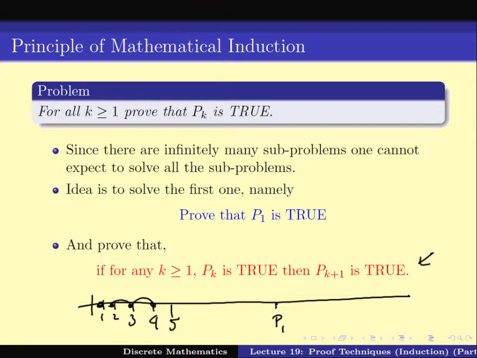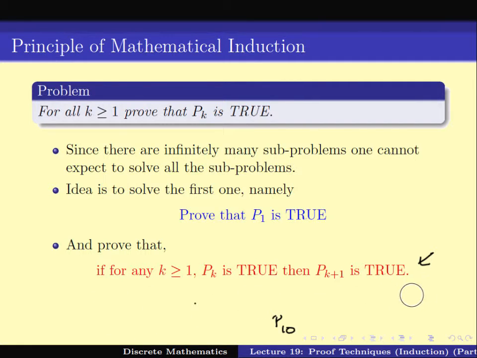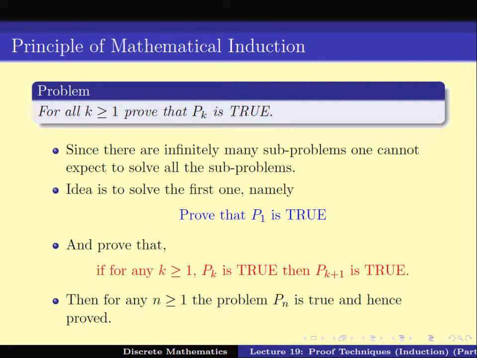For example, if you tell me, can you prove P10 is true? Yes, I keep on continuing like this. P1 is true, therefore P2 is true, therefore P3 is true, therefore P4 is true, therefore P5 is true, therefore P6 is true, therefore P7 is true, therefore P8 is true, therefore P9 is true, and therefore P10 is true. So this way, I will be able to prove that for all n greater than or equal to 1, the problem Pn is true and hence proved.